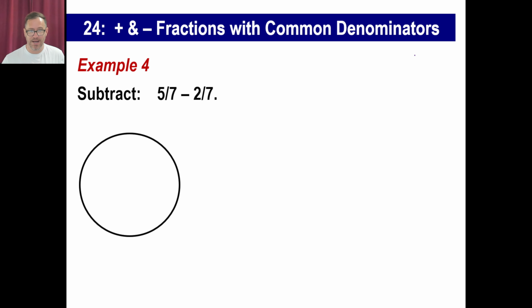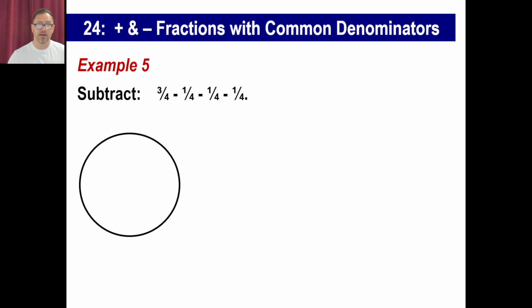Subtract. This is different. 5/7 minus 2/7. I'm not going to even bother to draw this. They both have the same denominator, which is 7. So you're just going to do the actual subtraction from these two numerators. 5 minus 2 is 3. 3/7, boom. That's all there is to it. That's fractions with common denominators.